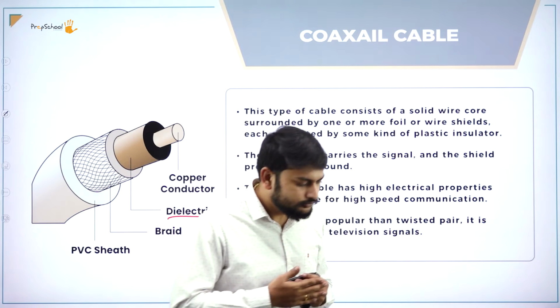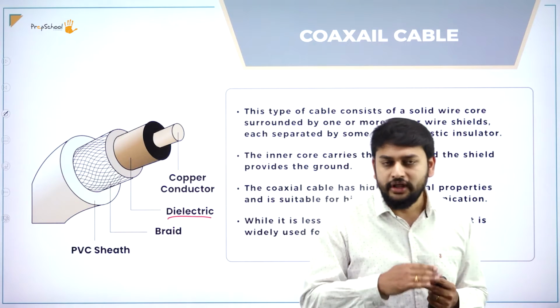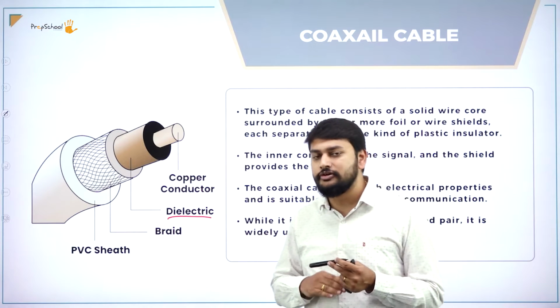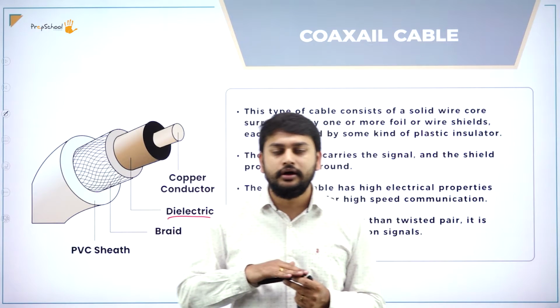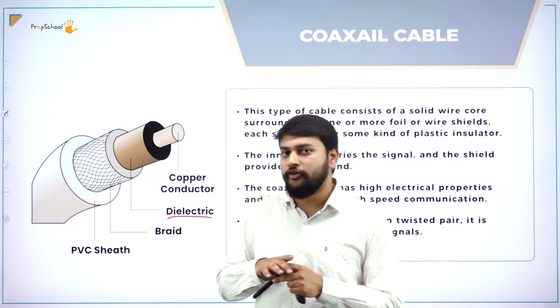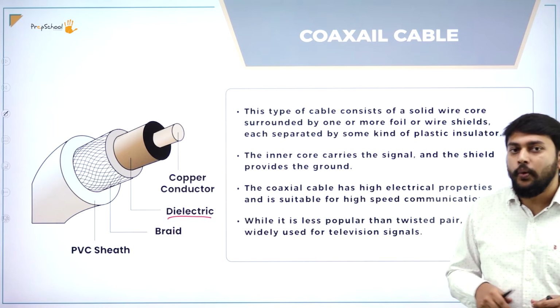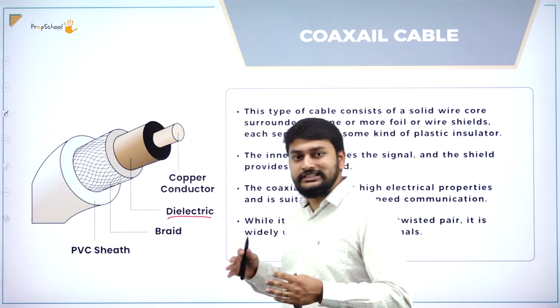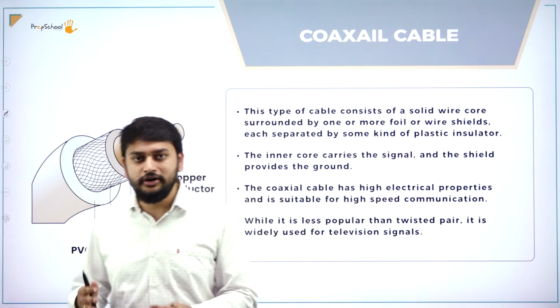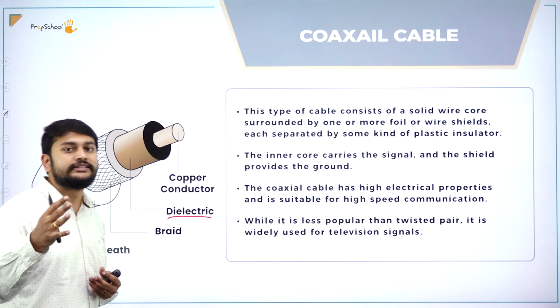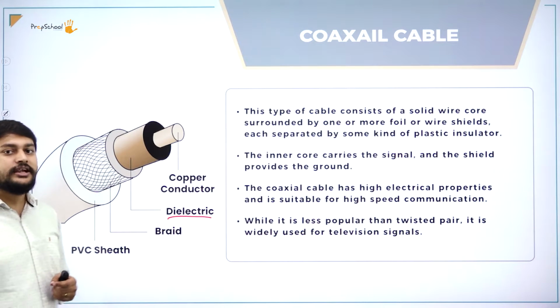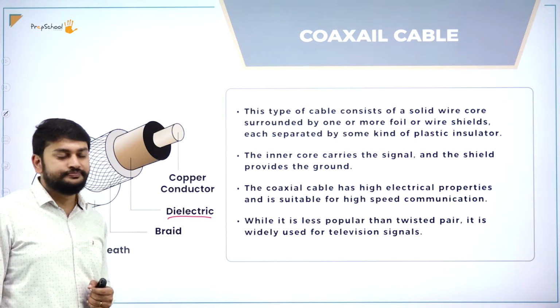and then you will have a plastic coating for that, and above that you will have a mesh covering, and one foil cover, and then you will have an insulation above that. So why do we need to do all these things? What is the requirement of doing all these things for this coaxial cable? Alright, let's understand this in detail now.